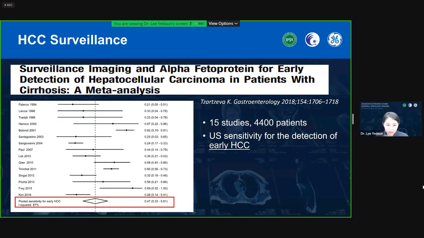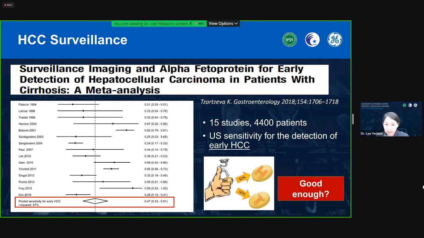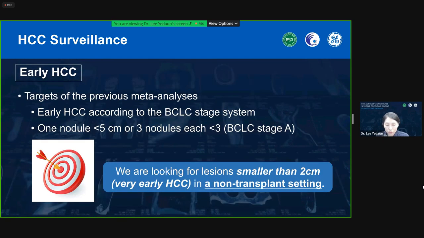Do you really think it's good enough? The number is roughly similar to the probability of flipping a coin. To make it worse, the target lesion in the previous meta-analysis is early HCC according to the BCLC staging system. However, the target lesions for surveillance, particularly in a non-transplant setting, are in fact smaller ones, specifically smaller than 2 cm, also known as very early HCC.